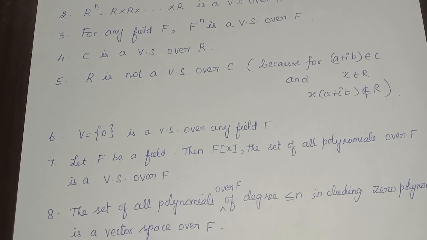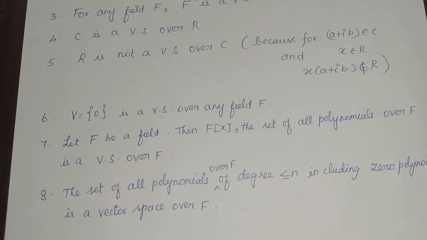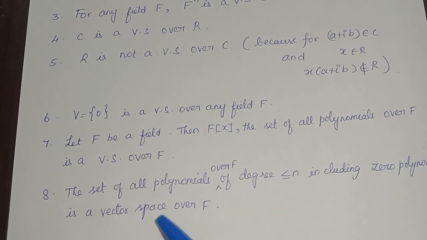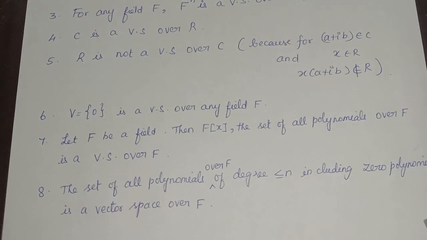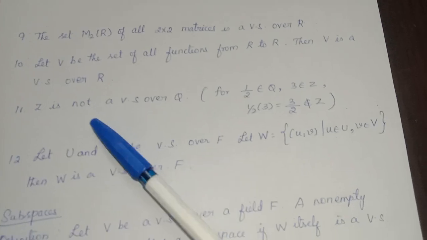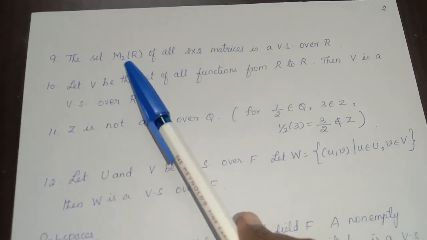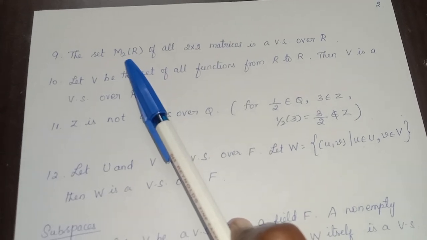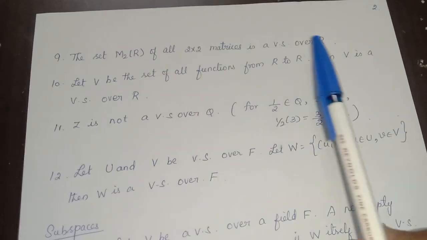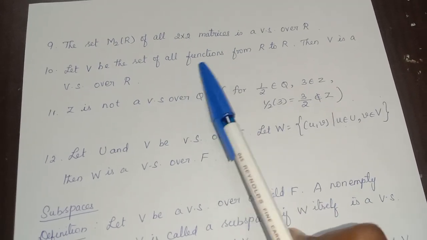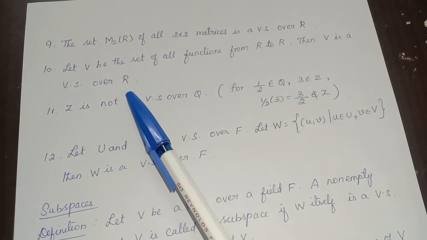Then the set of all polynomials of degree less than or equal to n, including the 0 polynomial, again forms a vector space over F. The next one is M2(R). M2(R) is nothing but the set of all 2 by 2 matrices over R, that is, the set of all 2 by 2 real matrices. It forms a vector space over R. And then the set of all functions from R to R is also a vector space over R.